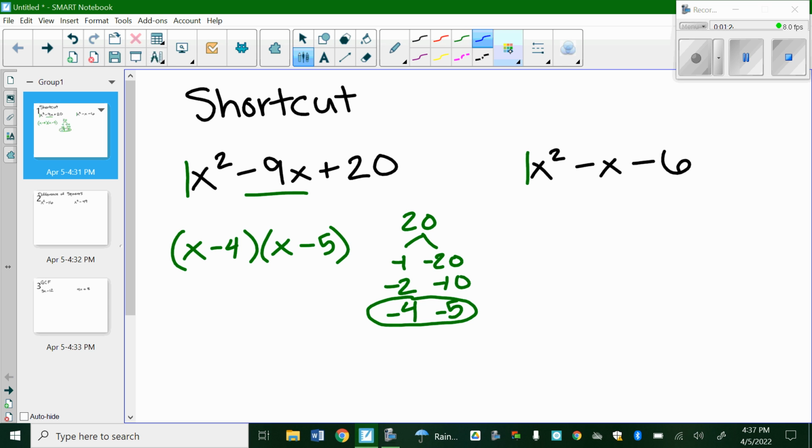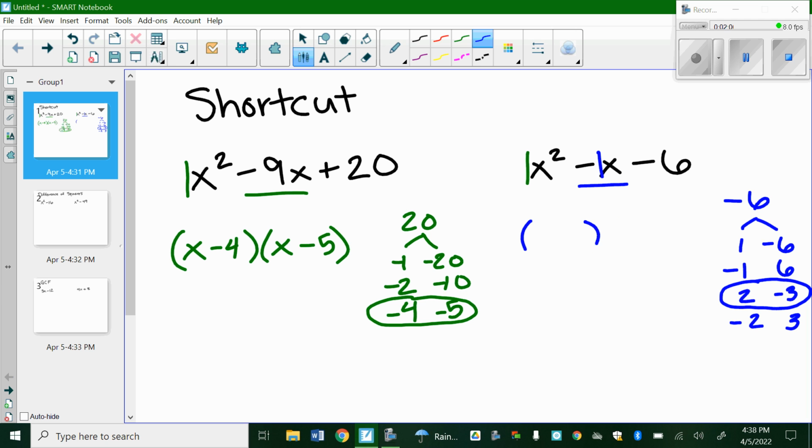Okay. Over here, I would multiply the 1 times the negative 6. I'm looking at my factors of negative 6. I know when I multiply to a negative, I need one positive and one negative number. So I could have the combination of positive 1, negative 6, or negative 1, positive 6. I could also have the combination of 2, negative 3, or negative 2, positive 3. I'm looking at which factors add to this middle term. Again, I have to put that 1 in there of negative 1. When I look through these, 2 plus negative 3 adds to negative 1.